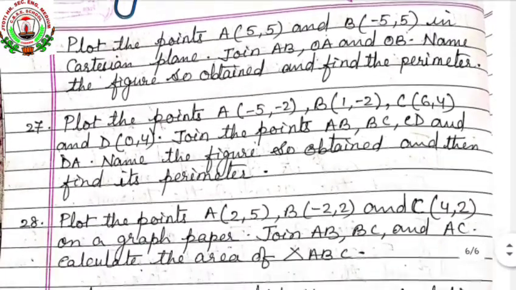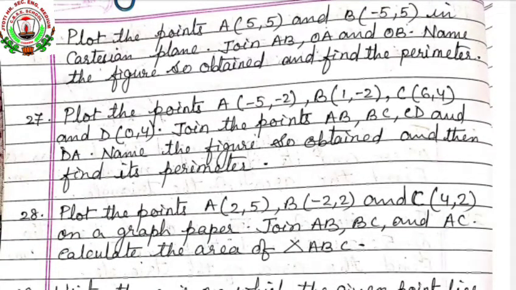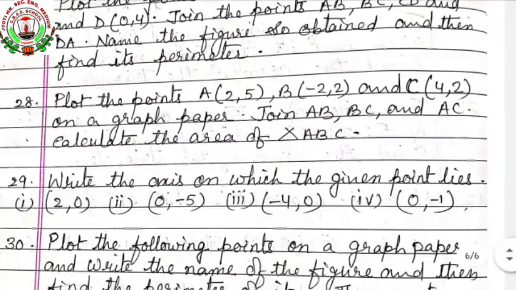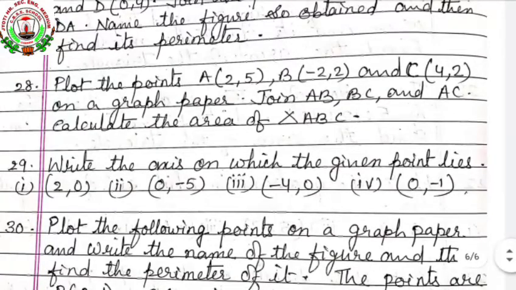Now 27th question. Plot the points A (-5, -2), B (1, -2), C (6, 4), and D (0, 4). So 4 points are there, A, B, C, D. That means you will get a quadrilateral. Okay, so join these points and see which figure you are getting. You might get a square or a rectangle or a rhombus or any of the figures. Check it out and then find its perimeter. Perimeter, again, you know, is the sum of all the sides, so find out that.